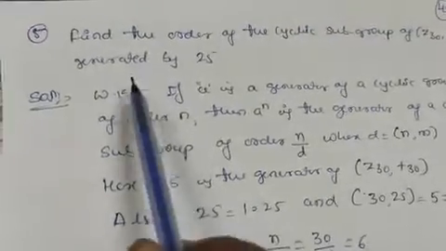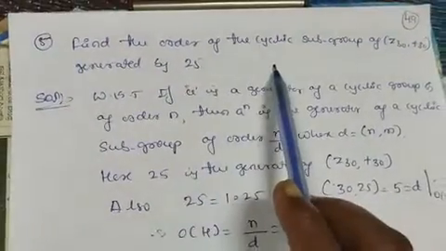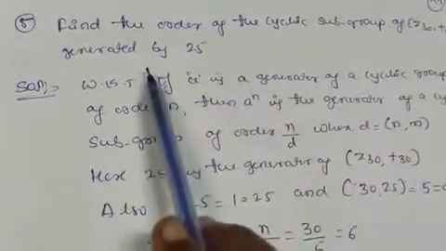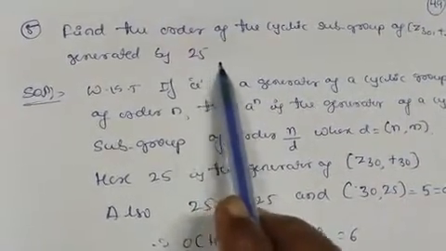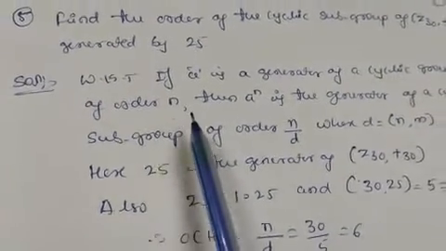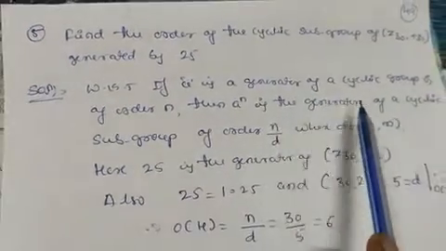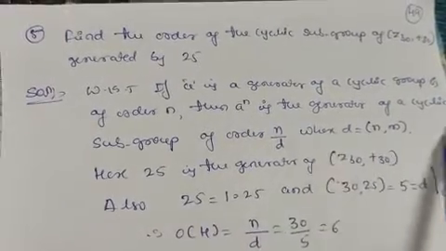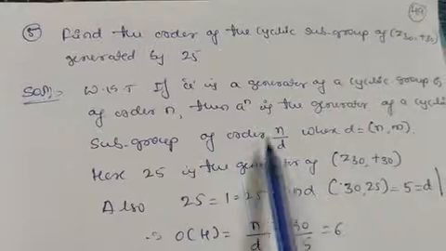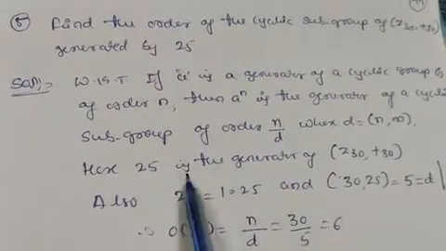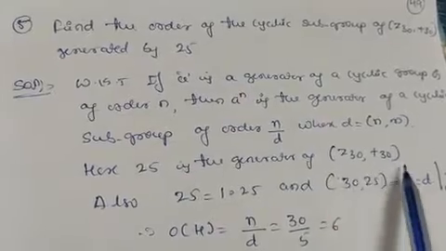Let us take one more example. Find the order of the cyclic subgroup of Z30 under addition mod 30 generated by 25. This type of example you have just done. We know that if a is the generator of a cyclic group G of order n, then a raised to m is the generator of the subgroup of order n by d, where d is the GCD of n and m. So here 25 is the generator of Z30 under addition mod 30.